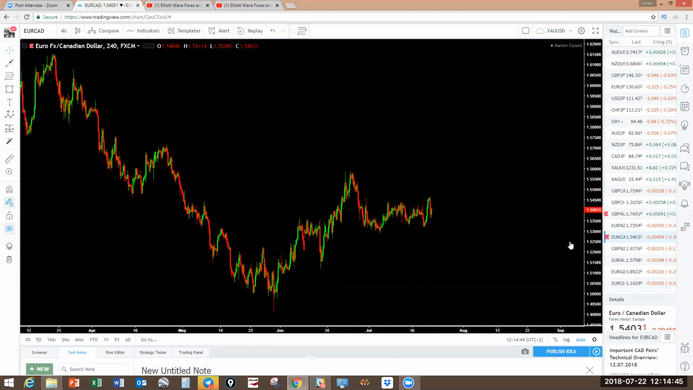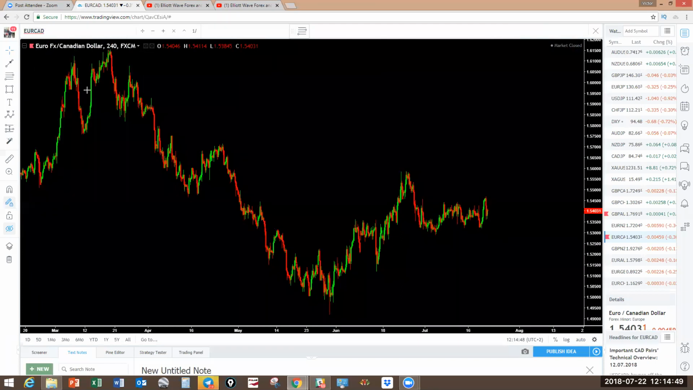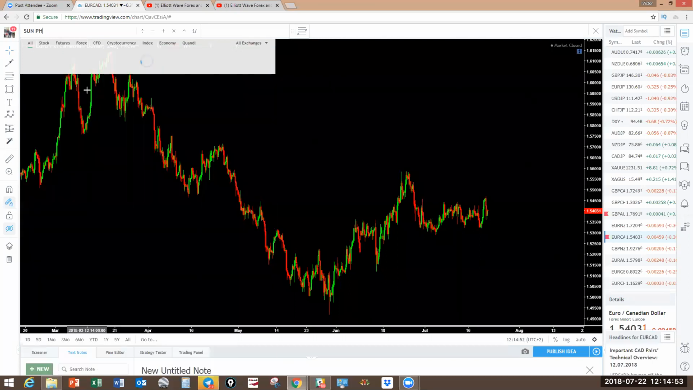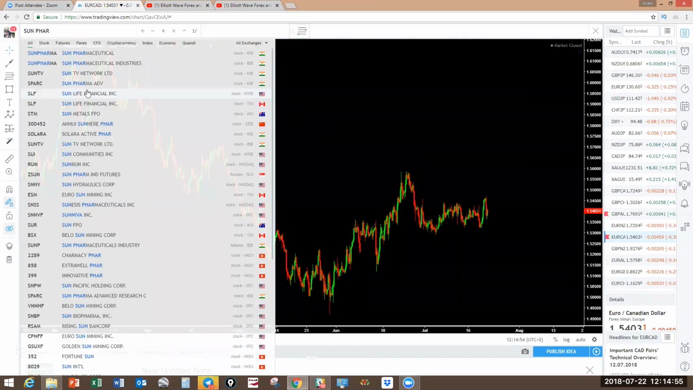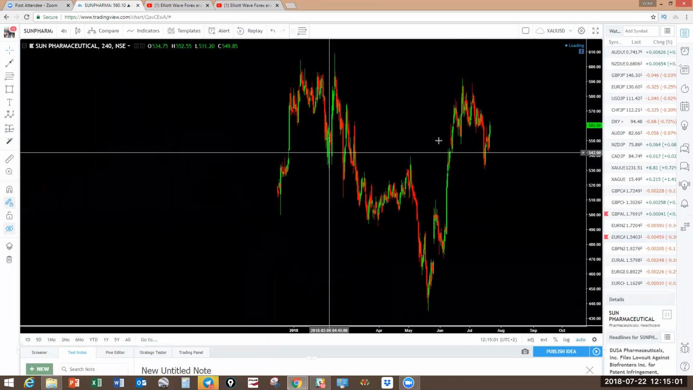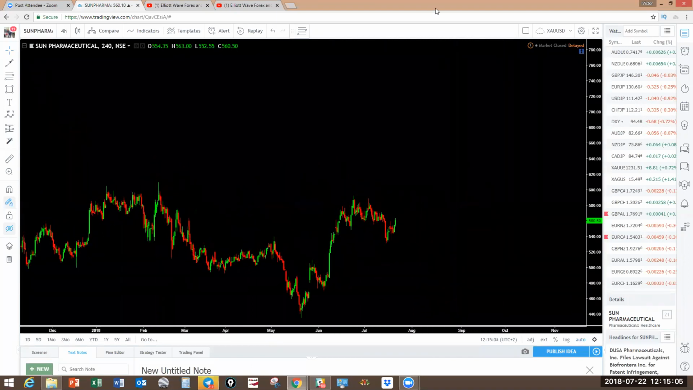Now I have to track the Sun Pharmaceutical Index, not the stock from India that I'm tracking for some of the guys in India, Sun Pharmaceutical. I'm doing this now because I'm not going to look at it during the market analysis when we get started.